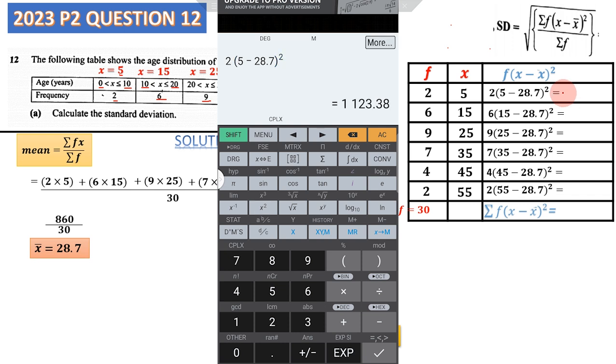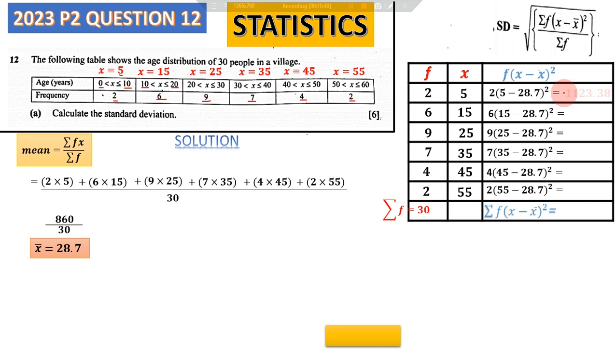Okay, so what do you get? Good, that is 1123.38. Good. Let us do the same for all these values down here. So I would suggest you also confirm with your calculators.